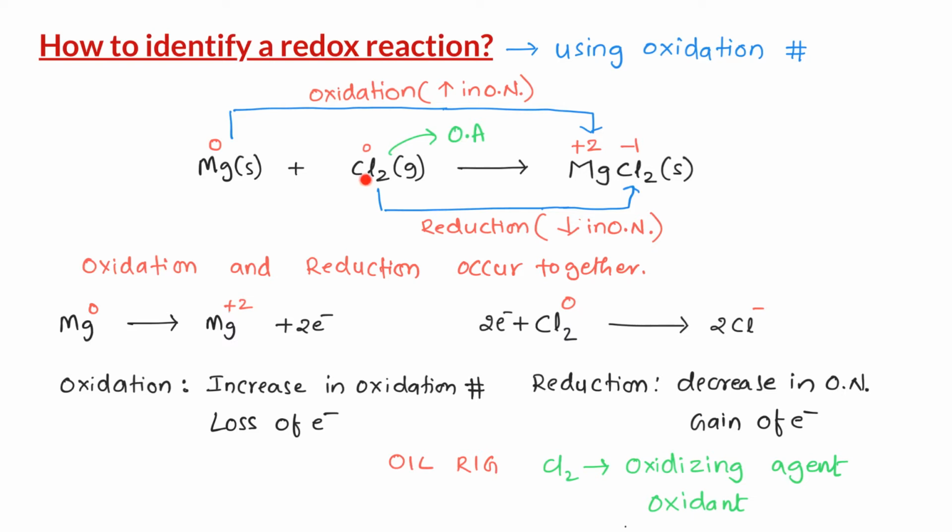Similarly, chlorine is being reduced and magnesium is helping chlorine undergo reduction. Therefore, magnesium is called the reducing agent or reductant. A reducing agent always undergoes oxidation in the reaction and the oxidizing agent always undergoes reduction in the reaction. Now let us do some more examples on how to identify a redox reaction.